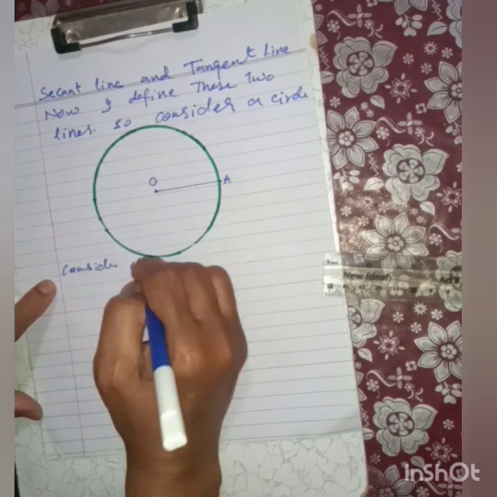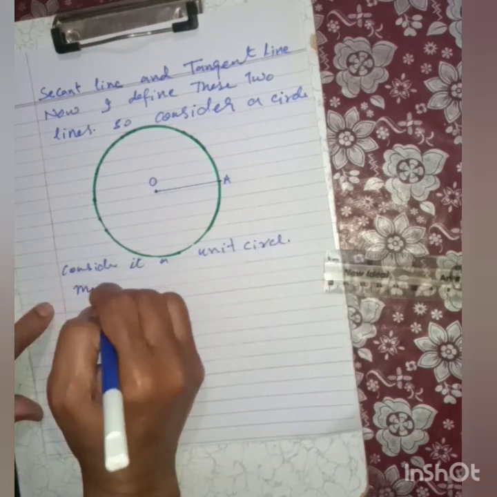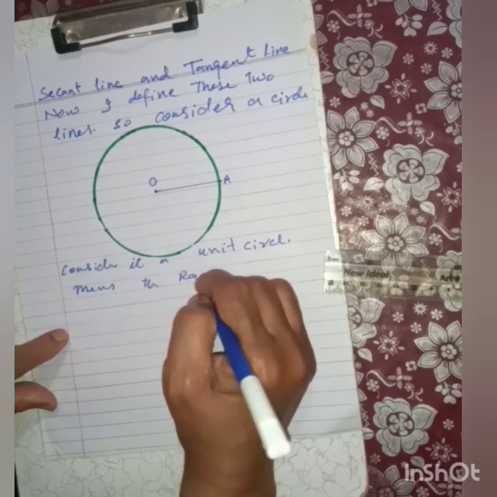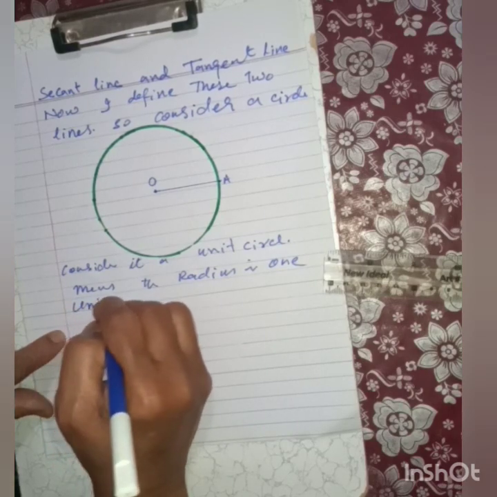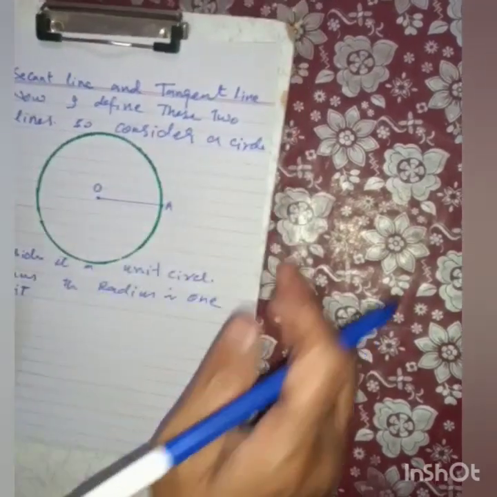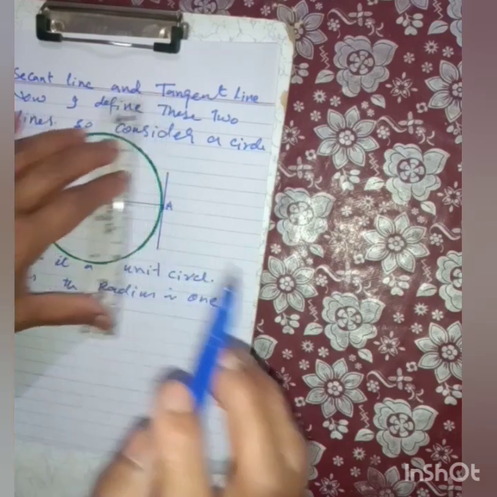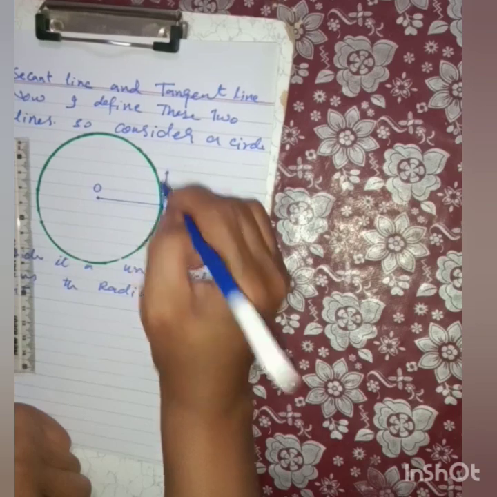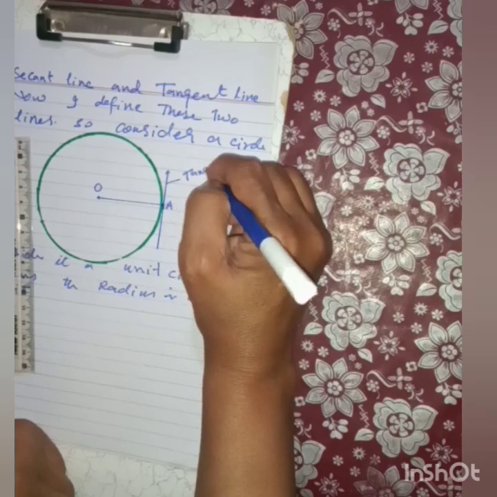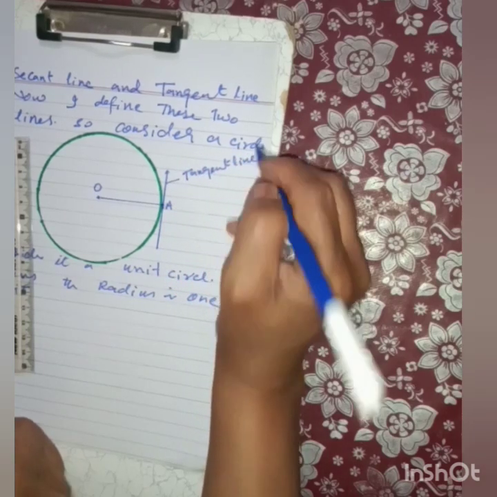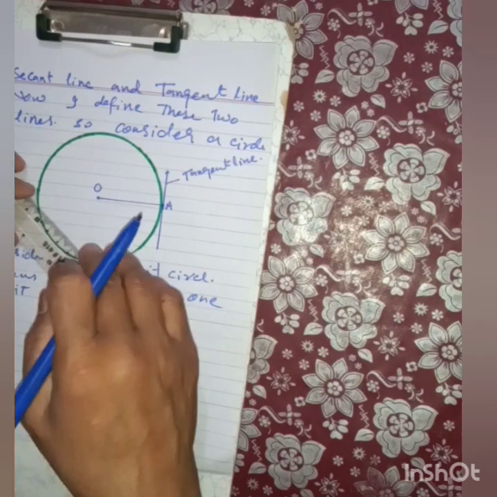Now also consider it is a unit circle, which means the radius is one unit. Let us draw a line. As you know, this line touches the circle at a point A, so it is a tangent line.